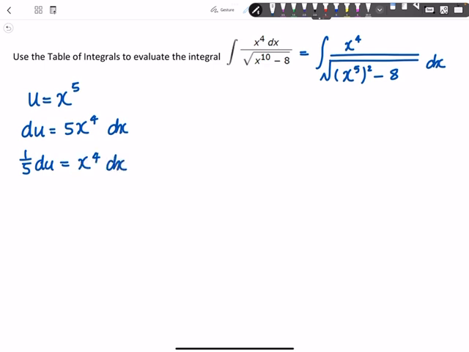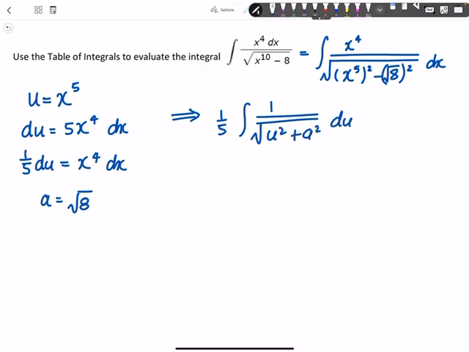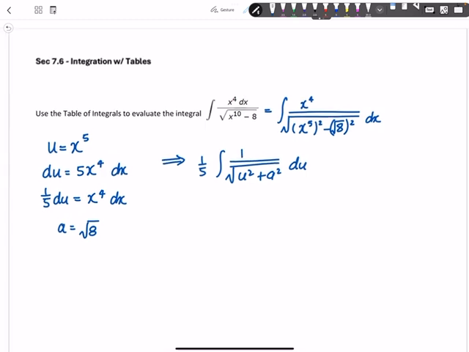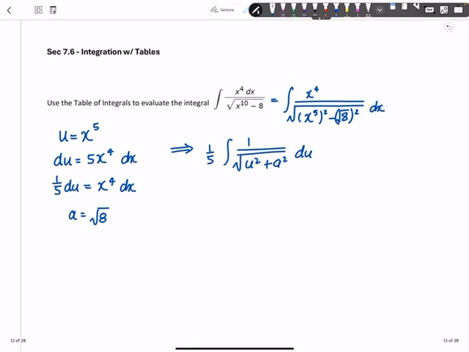And also in my problem, I'm going to let a be equal to the square root of 8. And so we can actually come over here and write this as the square root of 8 squared. All right, so we can now make a substitution. And this will become 1/5 times the integral of 1 over the square root of u squared plus a squared du. So I'm going to need to go find a table formula that works.